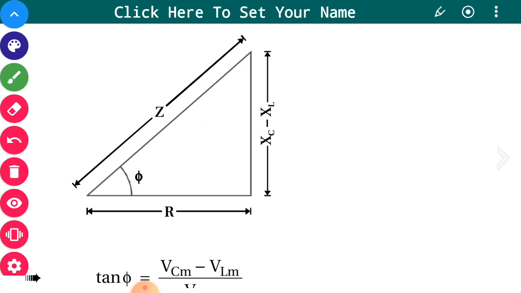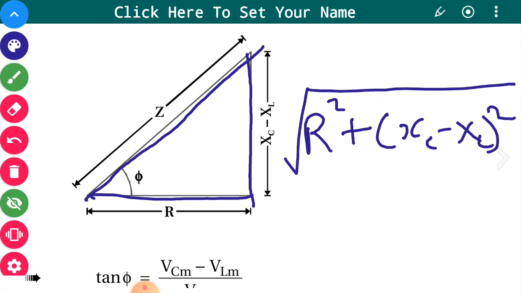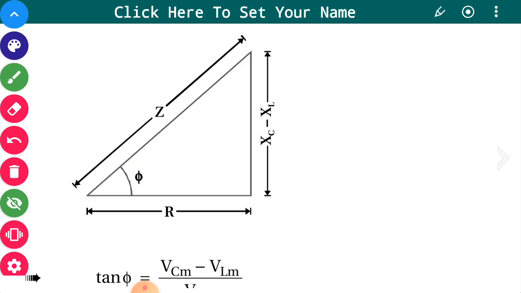Say this is your resistance R, and this is XC minus XL. Then this will give you the resultant value Z. So we can write R square plus XC minus XL the whole square, and the square root of it will give you the value of Z. And the angle here is phi, the angle made by the resultant Z with the resistance.